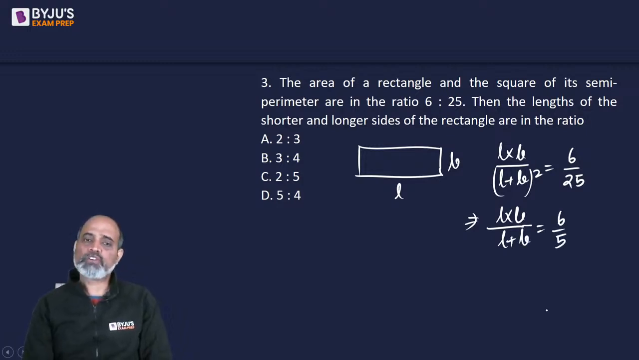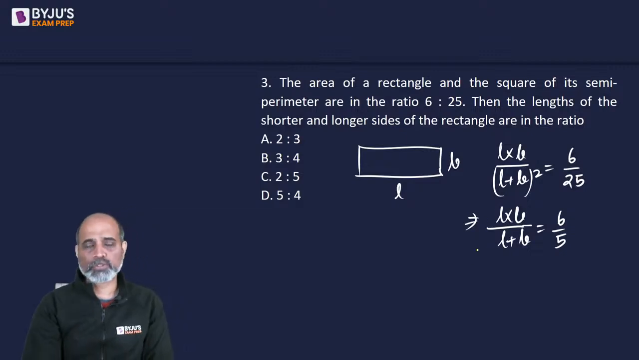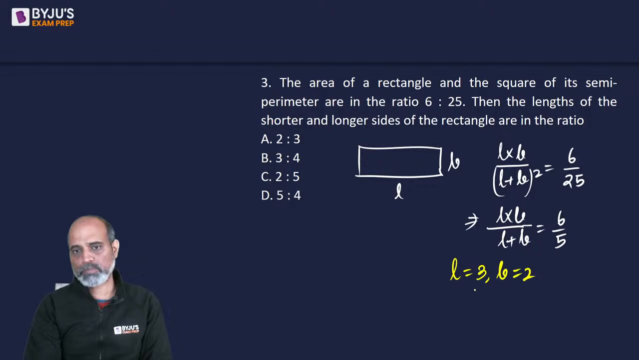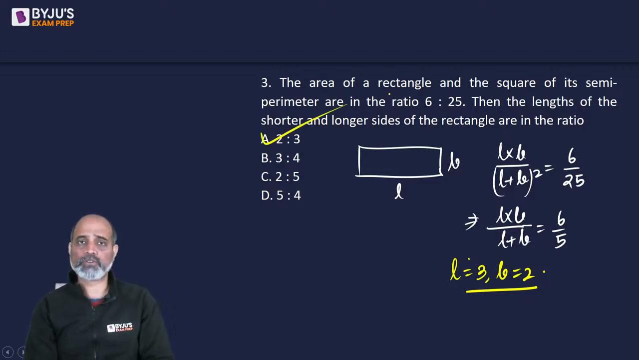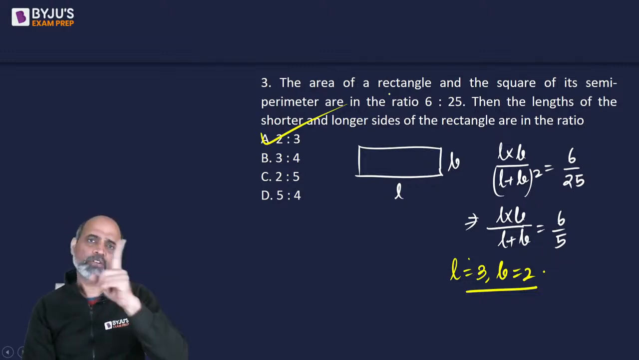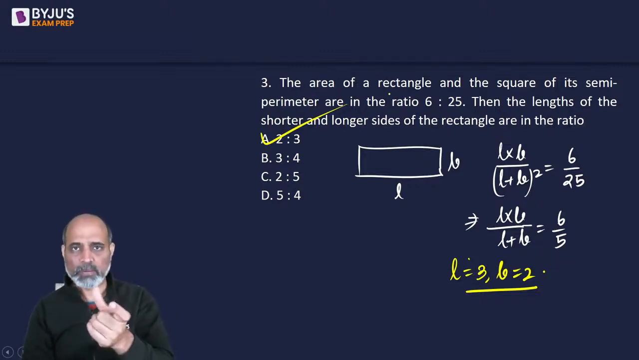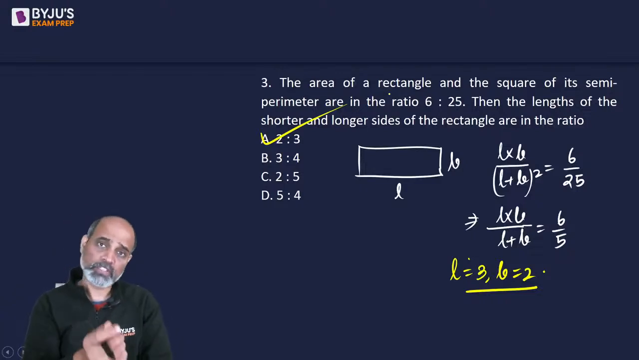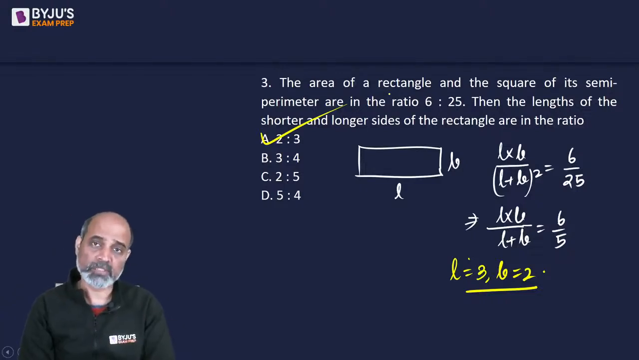So we have to think of two numbers such that their product is 6 and their sum is 5. Obviously, those two numbers are 2 and 3. So L is 3 and B is 2. This will make sense. So the lengths of the shorter and the longer side are in the ratio 2:3. Straightforward. Do not cross multiply. Do not try to find out what L by B is. Figure out the numerator and denominator. You will be able to relate the values along with the calculations given on the variables.